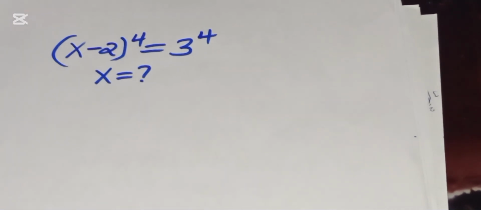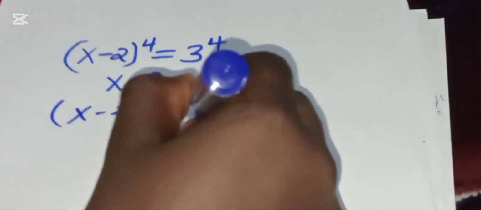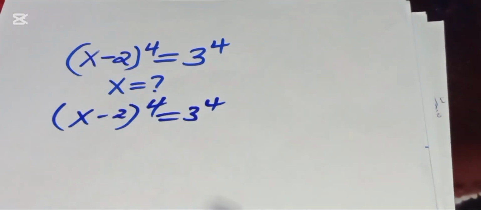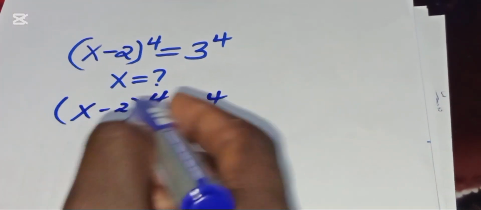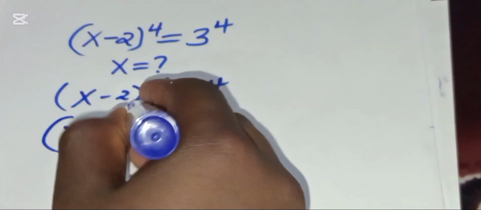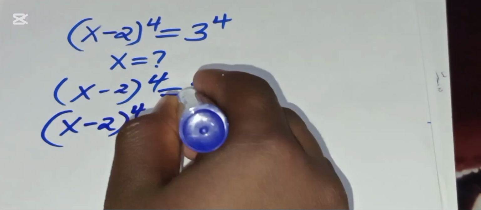Hello everyone, let's solve for x given this nice math problem, which is (x minus 2) raised to power 4 equals 3 raised to power 4. Quickly, let's take 3 raised to power 4 to the left hand side, so that we have (x minus 2) raised to power 4 subtract 3 raised to power 4, which is equal to 0.